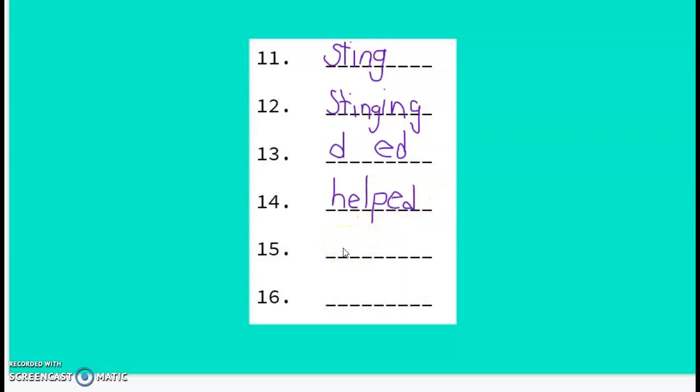Number 15. Filmed. Do you know what the root word in the word filmed is? Right, film. Go ahead and spell it. F, I, L, M. And what goes at the end of the word if the word is filmed? What suffix do we add? Right, ed.